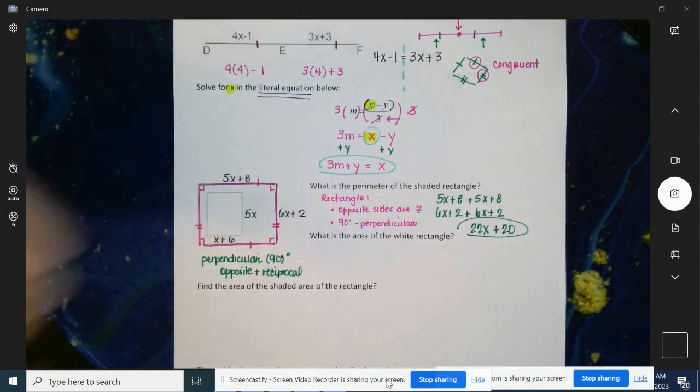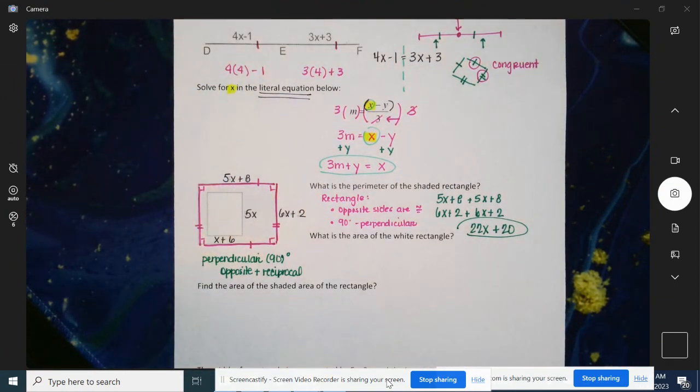That's it. In previous classes, students told me this is hard because 22x plus 20 is never an answer. Like it's not x is 7. So polynomials can remain polynomials.